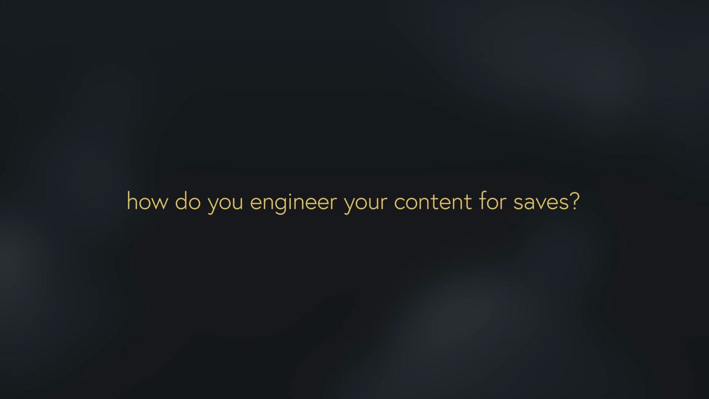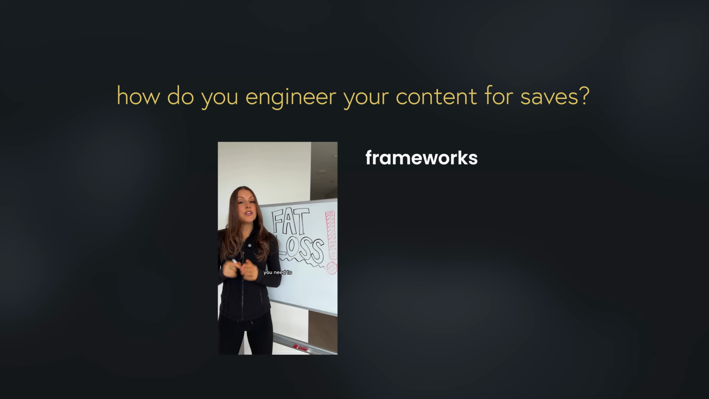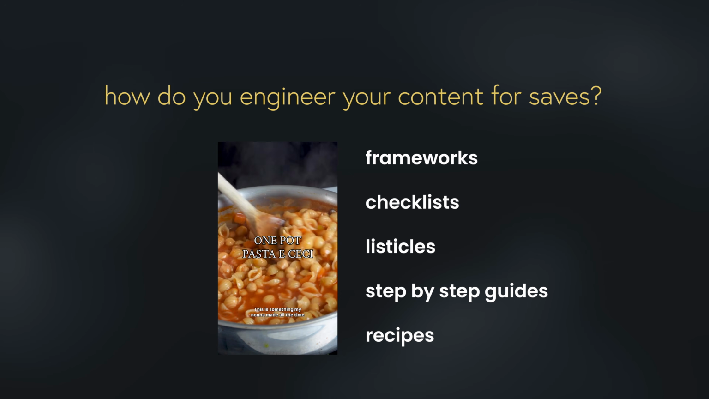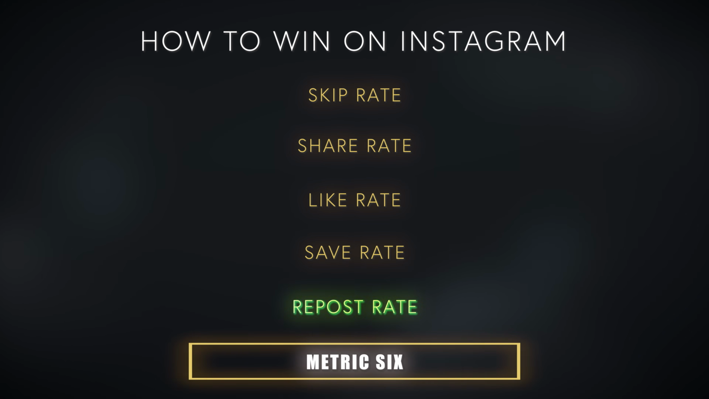But here's what I will say. I think there is value to still engineering your content for saves. How do you engineer your content for saves? Well, you still need to create save-worthy content, meaning give frameworks, give checklists, listicles, step-by-step guides, recipes, etc. Whatever it is, those still earn saves, but you don't want to optimize for saves at the expense of having a really high skip rate or share rate. Saves, in my opinion, are a bonus. They're not the goal.